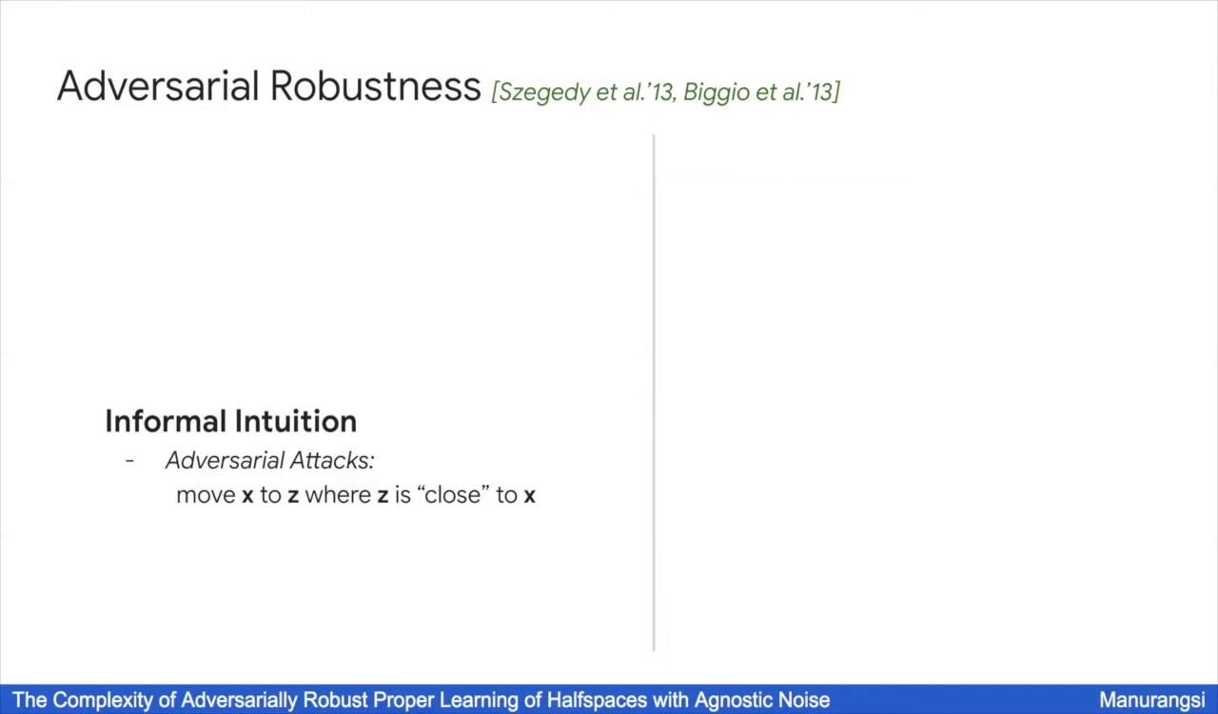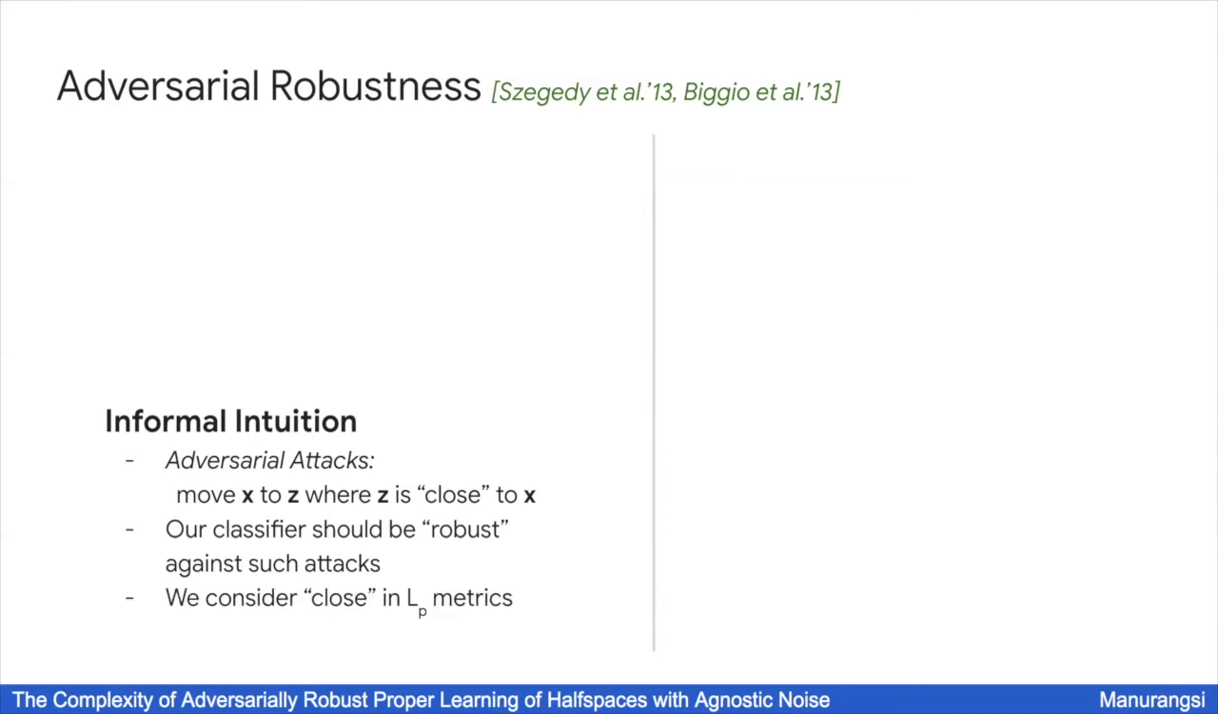So what we want is that we don't want the adversary to be able to execute such an attack. Specifically, we want our classifier to be robust against such an attack, and we will define next what this actually means. The closeness metrics that we will use are L_p metrics. In the literature, the most commonly studied are the case where p equals 2, the Euclidean norm, or p equals infinity, the L-infinity metric. So these two are worth keeping in mind.